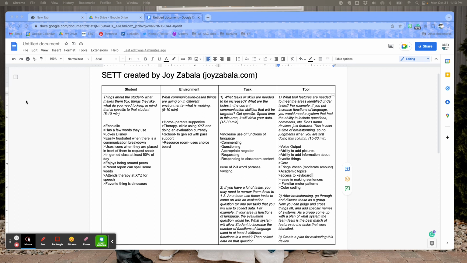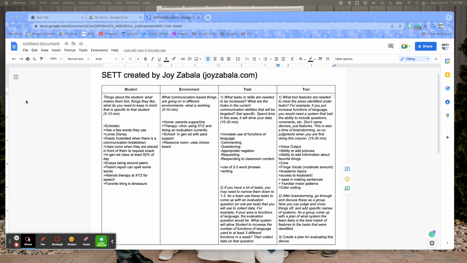You should be able to do it in about an hour. Sometimes it takes a little bit longer, but I think 45 minutes to an hour is a really good time period to plan it. So, what you're going to do first is talk about the student. And when this is done, it should be done so that everybody can see what is being written.